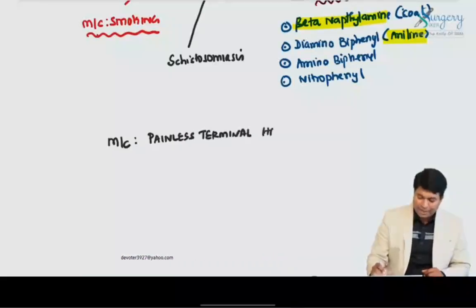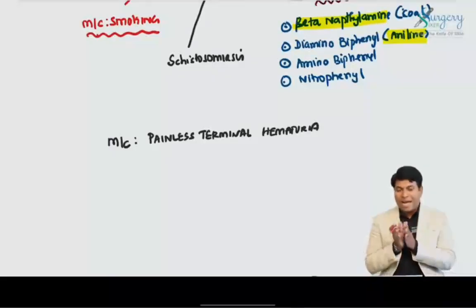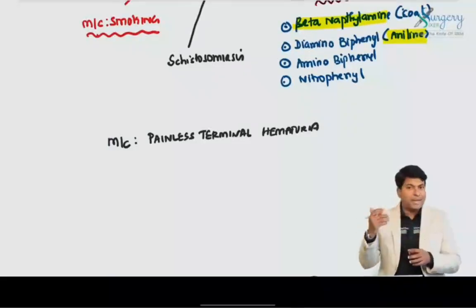Please don't forget, painless terminal hematuria is a classical feature of these patients. At the end of micturition, after completing the urine, the bladder tumor gets rubbed up and bleeds. That bleeding comes as painless terminal hematuria.